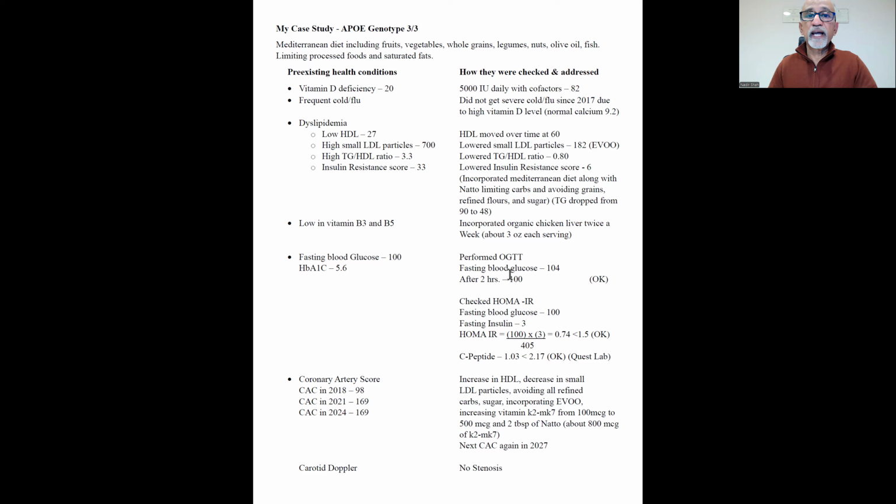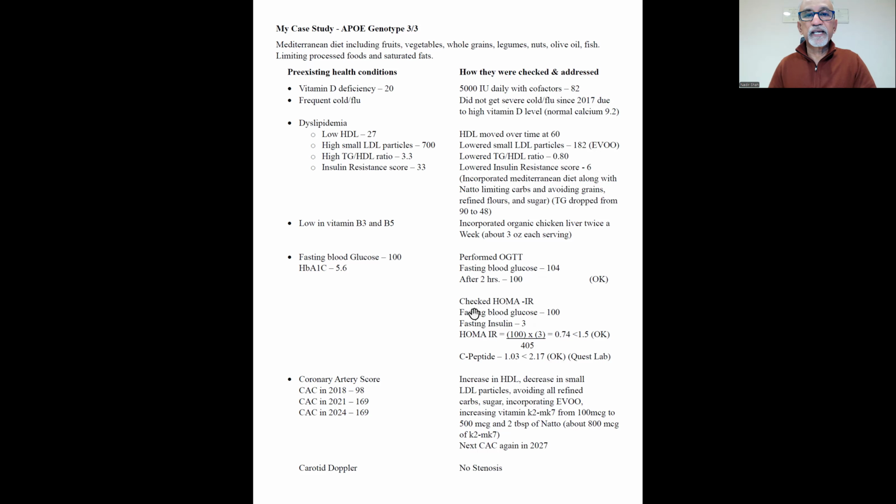So on that day, they drew my fasting blood glucose. It came to 104. They gave me 75 grams of glucola, and I gulped it down. And after 2 hours, they checked my postprandial blood glucose. It came to 100. Anything less than 140 is normal. So after 2 hours it was 100, lower than my fasting blood glucose. The doctor was surprised, and he said, Nadir, you are very insulin sensitive, so don't worry about anything. So it came out okay.